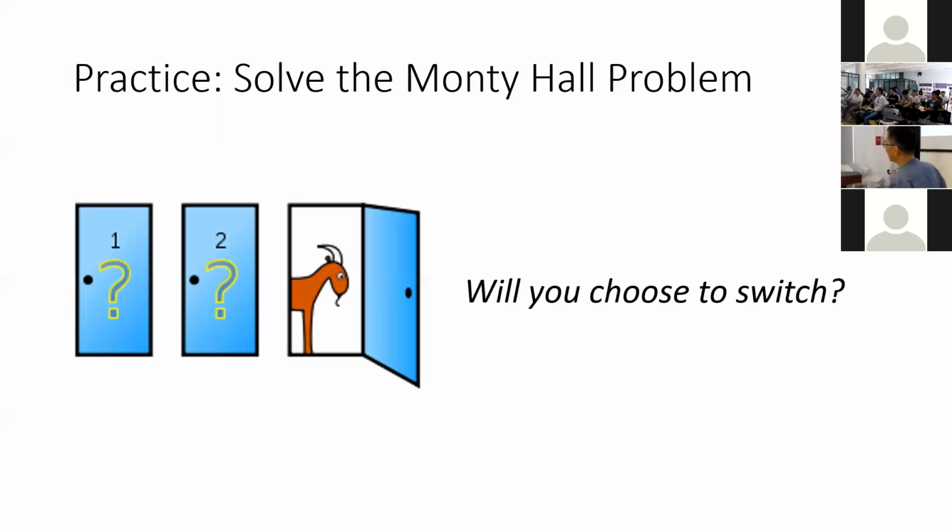I think the conditional probability, given you choose the goat, I think the probability to get the car will increase to, I think, 2/3. Yeah, so I will change.